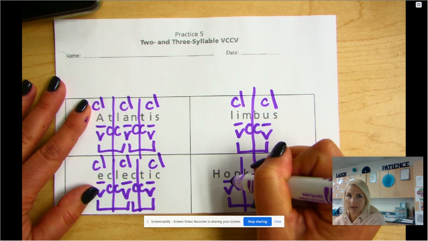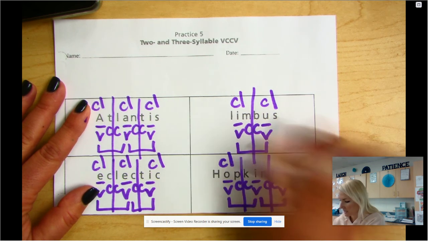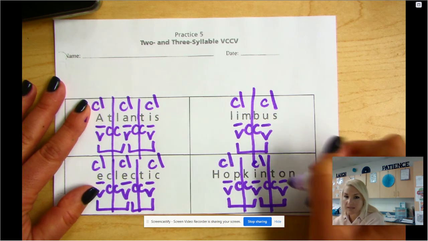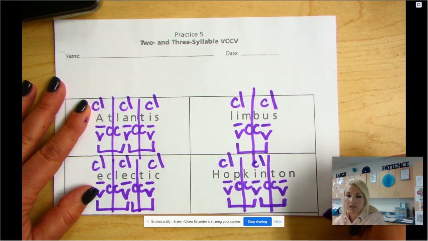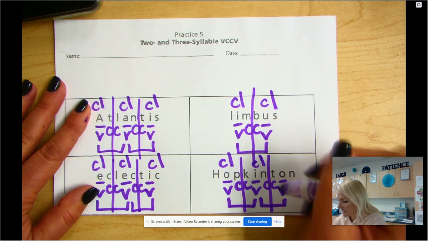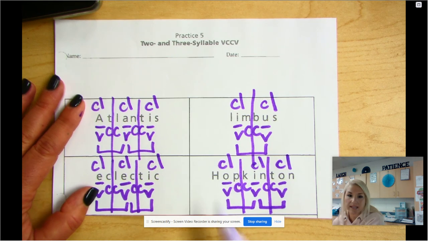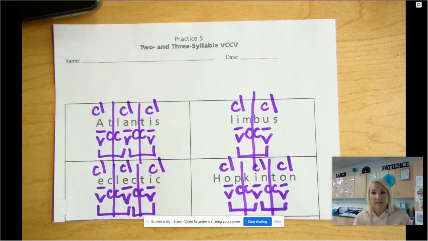Hop, I hear short o, that's closed. Kin, I hear short i, that means it's closed. And ton, I hear short o, ton, that means it's closed. So I have Hopkinton, Hopkinton. Also, I see it has a capital H, which means it's a proper noun and a name of something, whether it's a place, a location, or something different. You can also see that on dictionary.com.